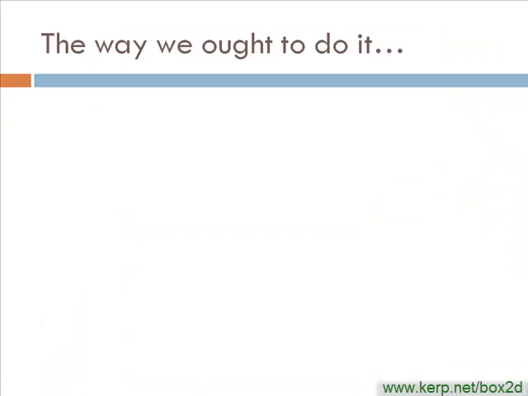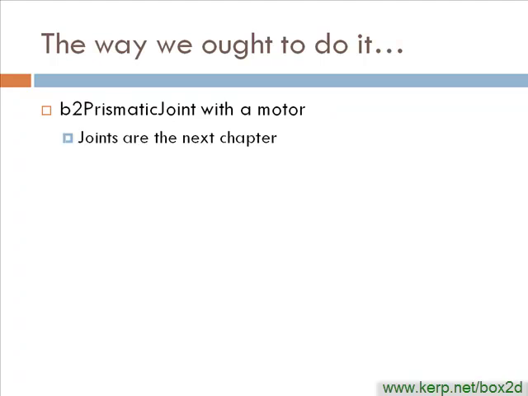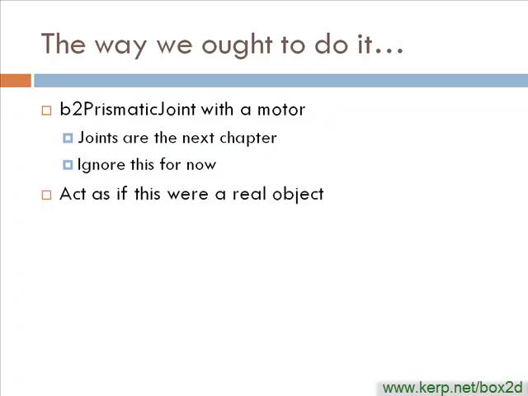Now, the real way we would be doing this might be with a b2PrismaticJoint with a motor. However, we're not covering any of this stuff until the next section. Joints are a whole other matter that I don't really want to get into now, so ignore this for now. Instead, let's act as if this were a real object. So no teleporting allowed. If we had, say, a real life object that we wanted to gradually float left and right across the screen, you might have something like a little spaceship with little thrusters that let it slowly move left and right across the screen.